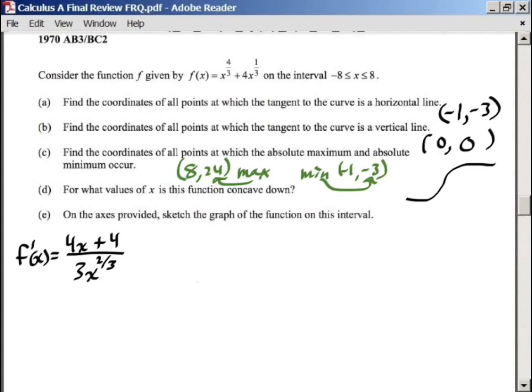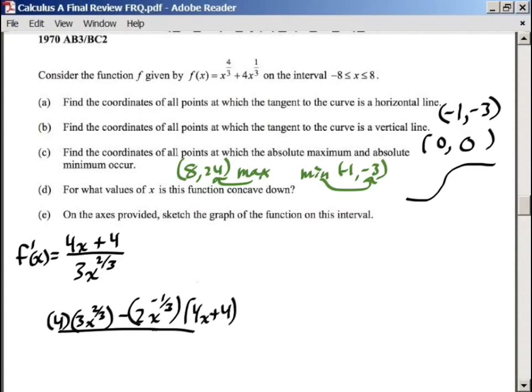Okay, you guys ready to get down with this? Quotient rule. Derivative of the top times the bottom. Derivative of the top is just going to be 4 times the bottom, which is 3x to the 2 over 3, minus... I'm sorry, minus. Whew, almost messed that one up. Minus the derivative of the bottom, which is going to be 2x to the negative 1/3, times the top, which is 4x plus 4.